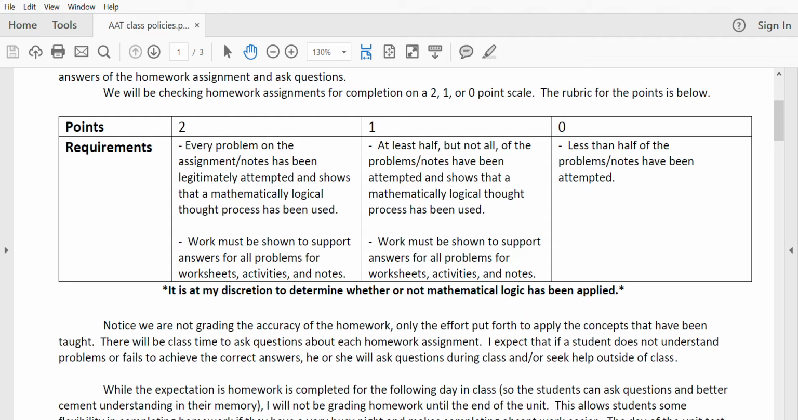If you have less than all of the problems, but more than half, you'll get some partial credit there. And if you've done less than half of the work on a worksheet, you're just going to get a 0 for that worksheet. So again, that one homework assignment that I collected in the unit is going to represent your grade for all of the homework assignments in that entire unit.